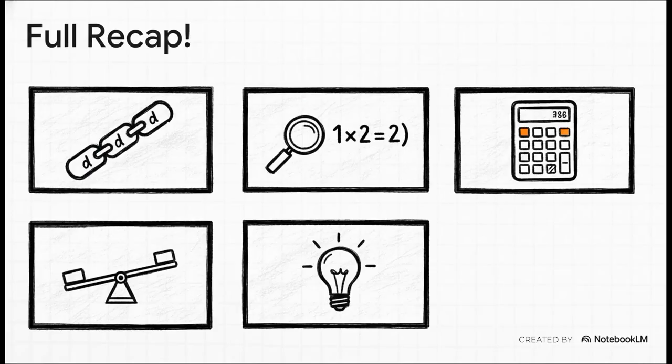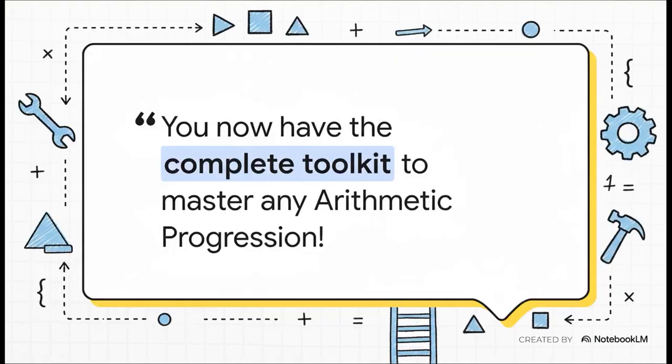Wow, we have covered so much today. Let's do a quick fire recap. Ready? 1. An AP has a constant common difference d. 2. We can find any term using our magic Tn formula. 3. We can add up all the terms with the Sn supercalculator. 4. The middle value is just the average, the arithmetic mean. And 5. We know the pro trick of choosing symmetric terms to make our lives easier.